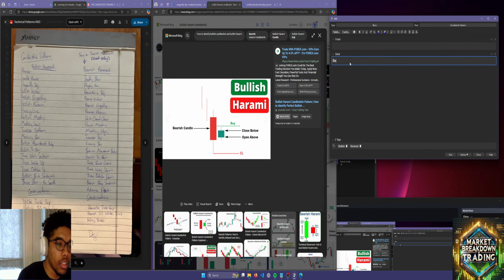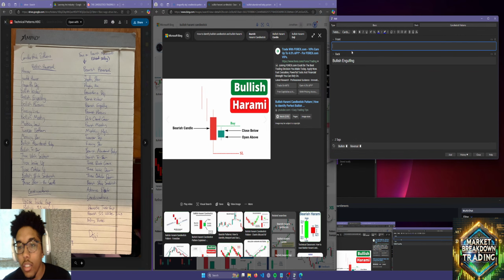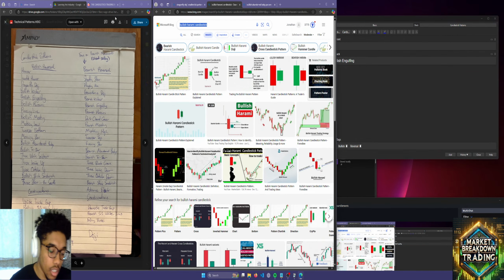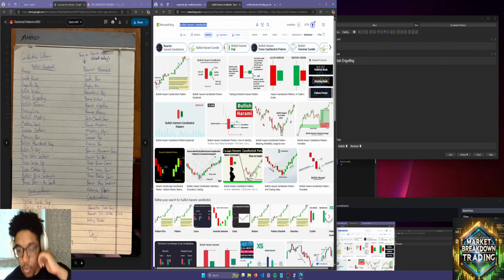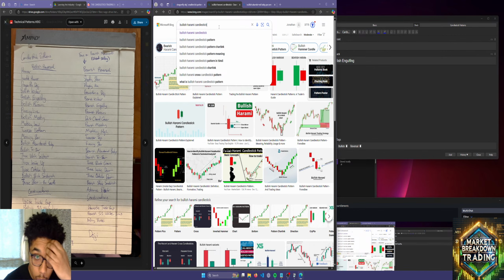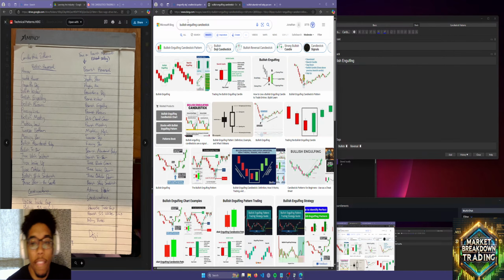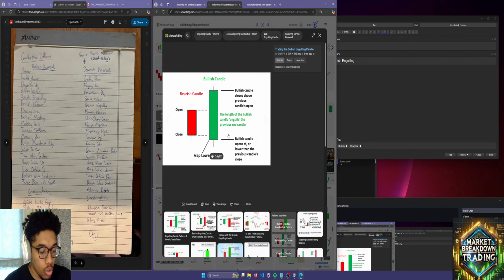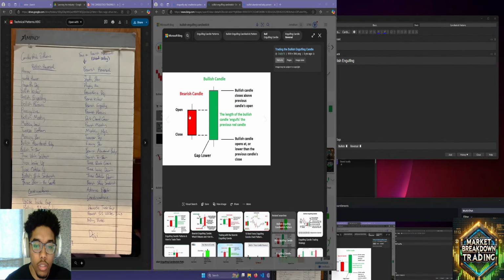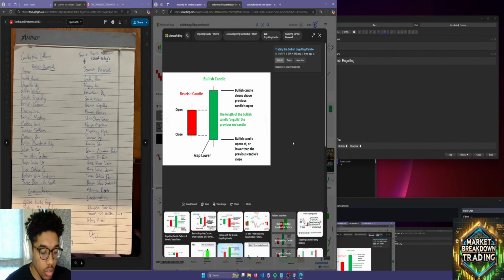Alright, and we have engulfing. This is like the bread and butter, easiest candlestick to see. You have a bearish candlestick, a red, and then you have a green, and they're next to each other. And the body of the bullish candlestick engulfs, or is bigger than, the body of the bearish. Here we go. Boom.